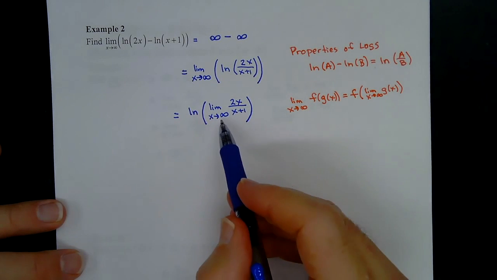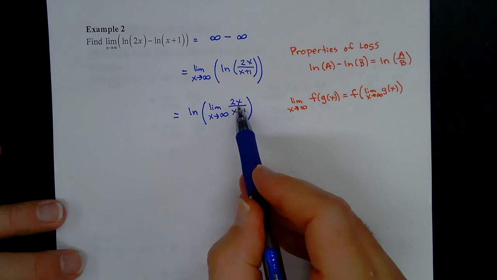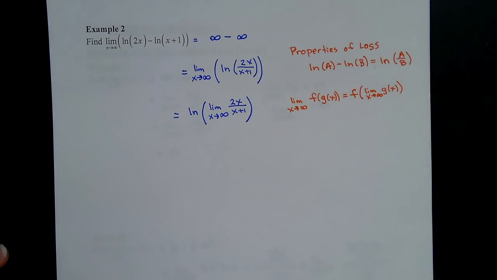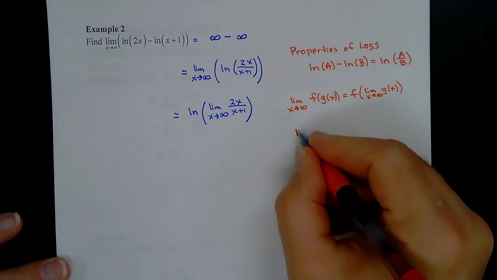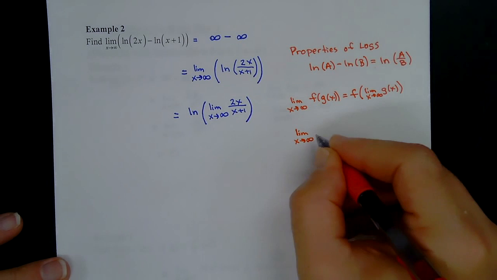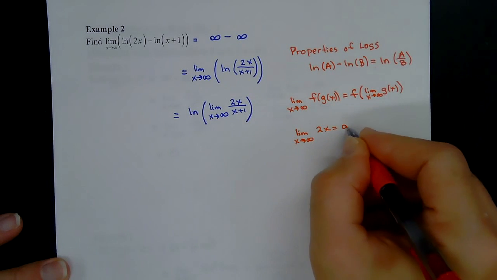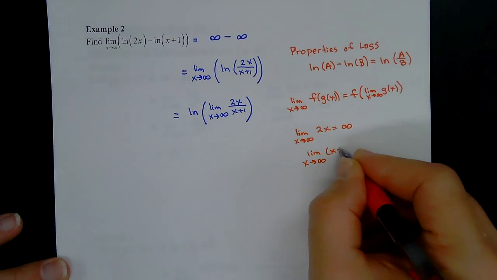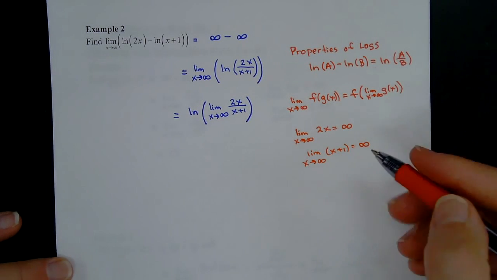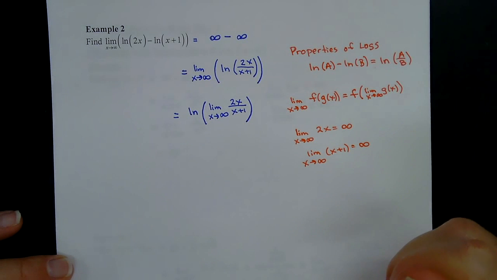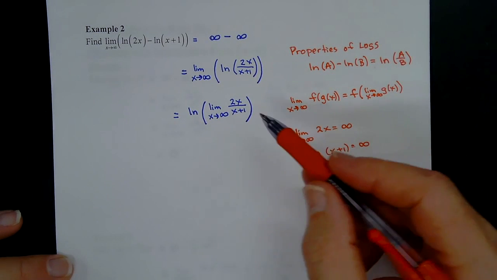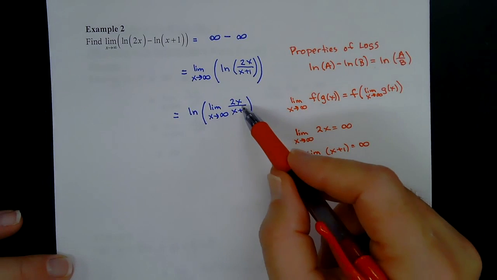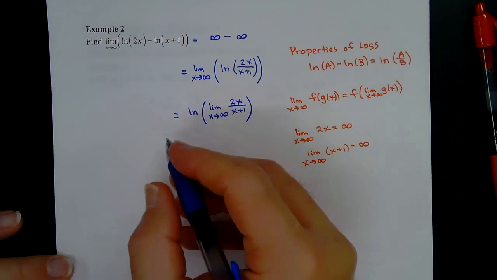Okay, so now if we try to do direct substitution, this is going to be infinity, and this is also going to be infinity. So that's where we pick up infinity over infinity. So we need to show that the limit as x approaches infinity of 2x is equal to infinity, and the limit as x approaches infinity of x plus 1 is also infinity, which means for this inside here, I can apply L'Hopital's rule. Because I have the limit of something that's going to be infinity over infinity. So we're going to take the derivative of this over the derivative of this, keeping this natural log intact.